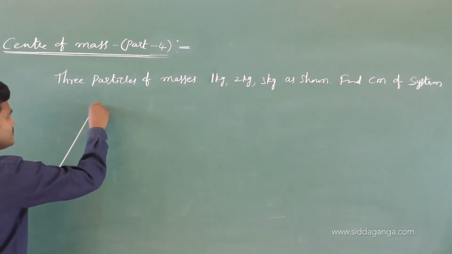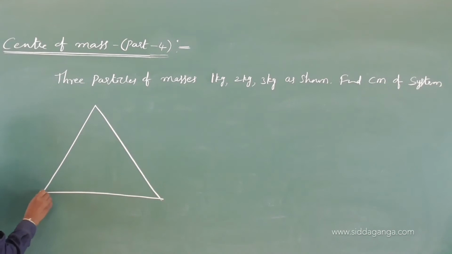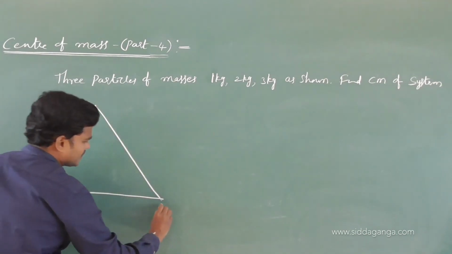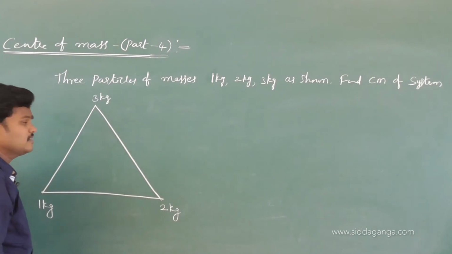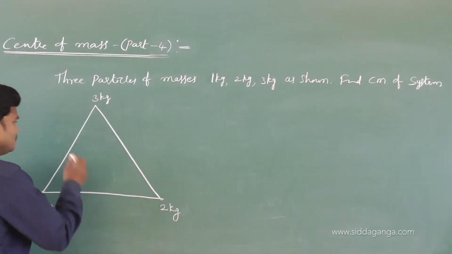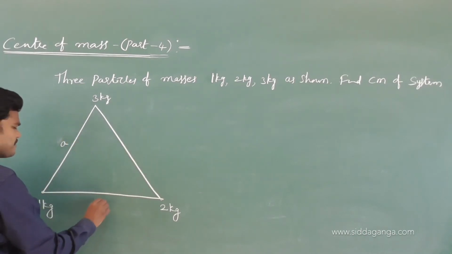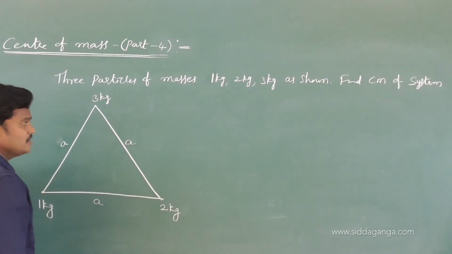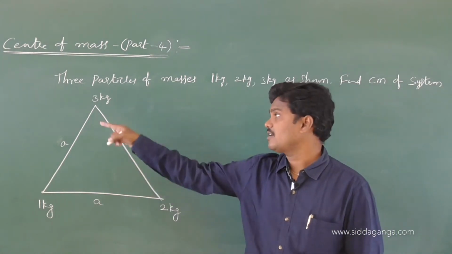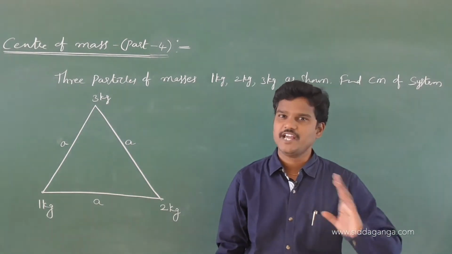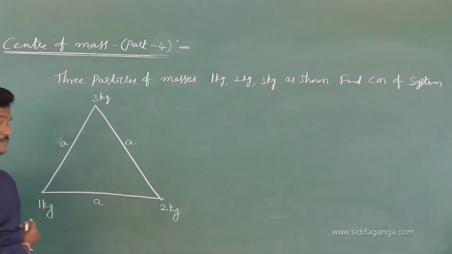See, three particles whose masses are 1 kg, 2 kg, 3 kg. They gave 1 kg here, 2 kg here, 3 kg here. So 1 kg, 2 kg, 3 kg are placed at the corners of an equilateral triangle whose side they gave as something like 1 meter. Okay, let us suppose the side is A meter. Nothing but maybe 1 meter, maybe 2 meter or 3 meter, whatever. Okay, so the side is A.